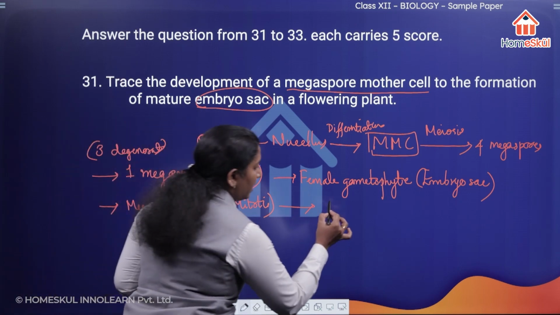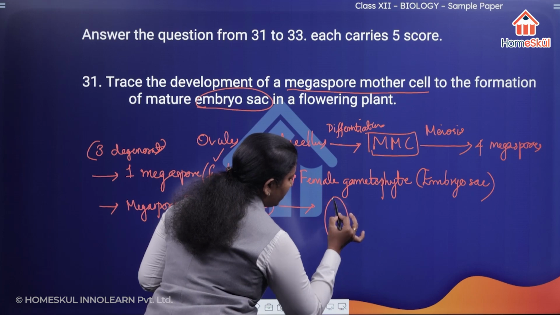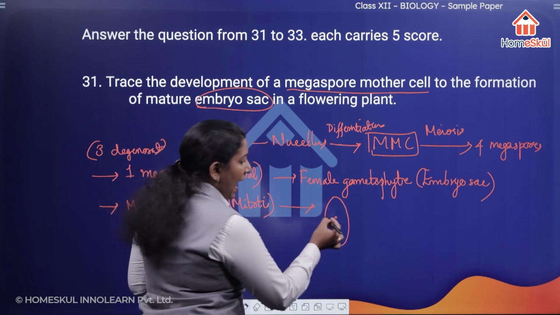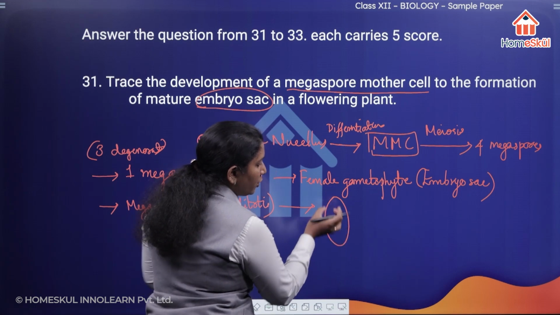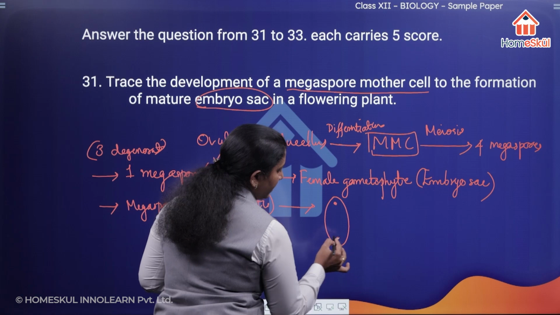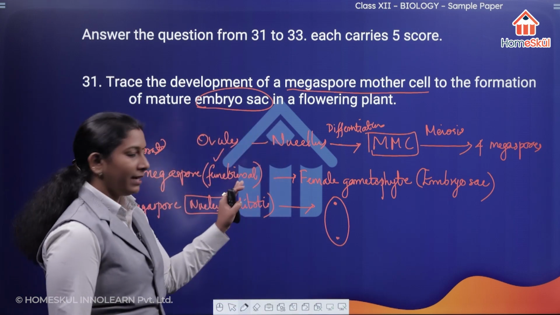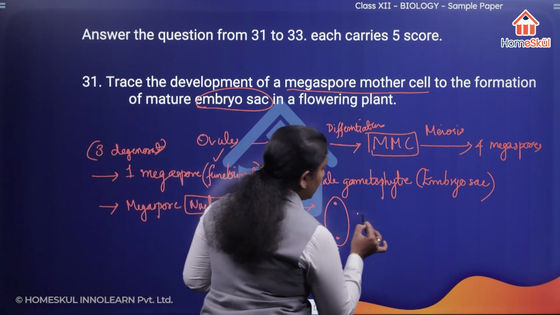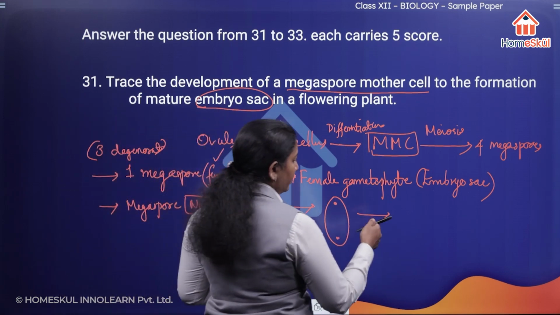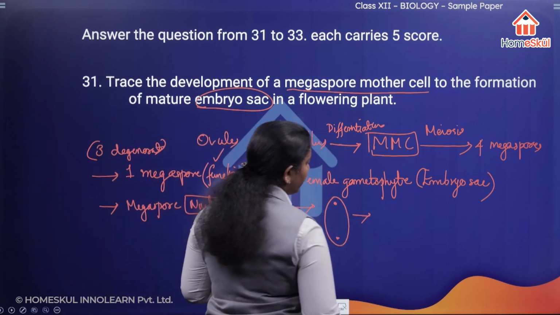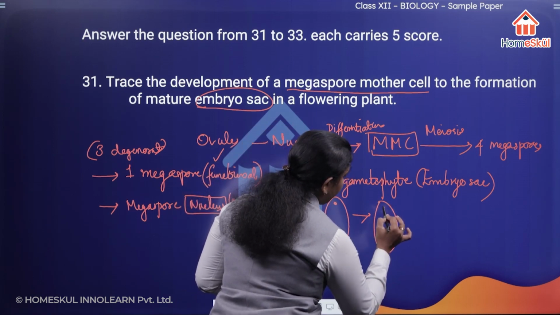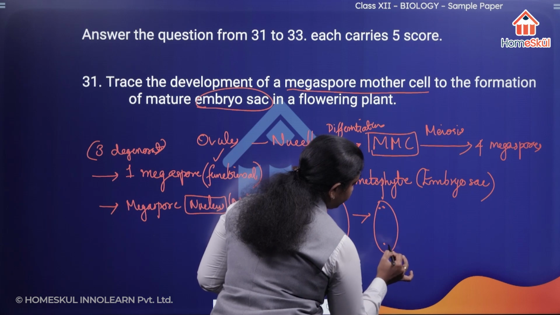So the functional megaspore will have two nuclei after the mitotic division of the single nucleus, and these two nuclei will move towards the opposite poles. After the first mitotic division, two sequential mitotic divisions occur. After that, these 2 nuclei will become 4.